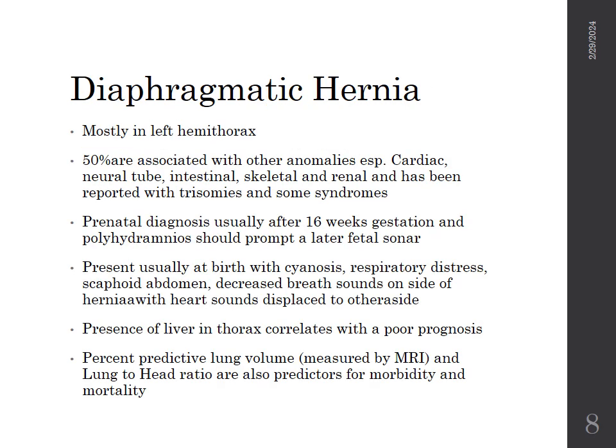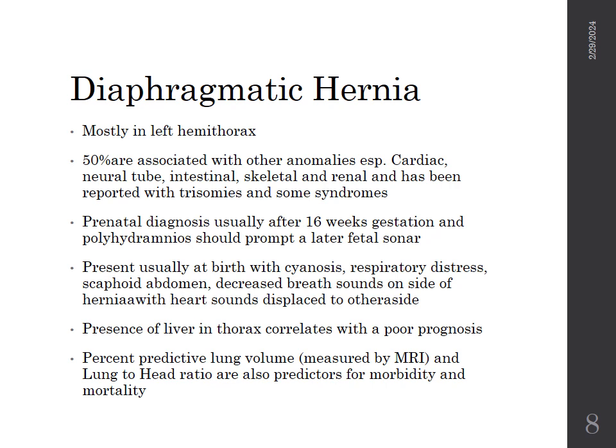Let's go on to the second surgical problem we need to discuss that causes respiratory distress in our neonates: diaphragmatic hernia. And most commonly, it's found in the left hemithorax. This is the most common, but it can be found on the other side, very rare to be bilateral. 50% of the cases are associated with other anomalies, whether cardiac, neural tube, intestinal, skeletal, renal, all have been reported, and it has been reported to occur with trisomies 13 and 18.